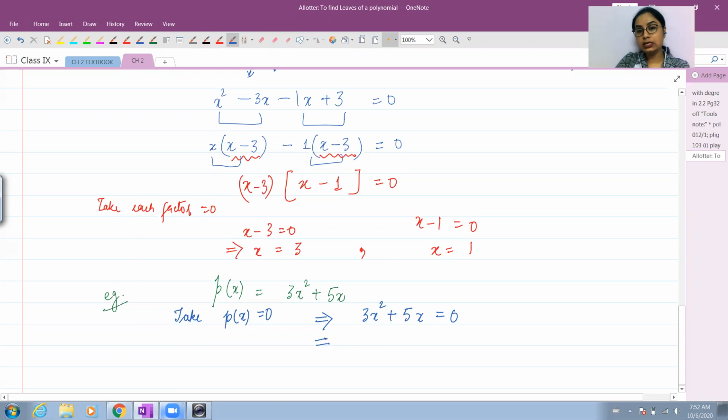What I can see, although, is that both these terms contain a common factor x. Is that correct? Yes, ma'am. So take x common. After you take x common, you are left with this linear polynomial in the brackets. So these are the two linear factors.